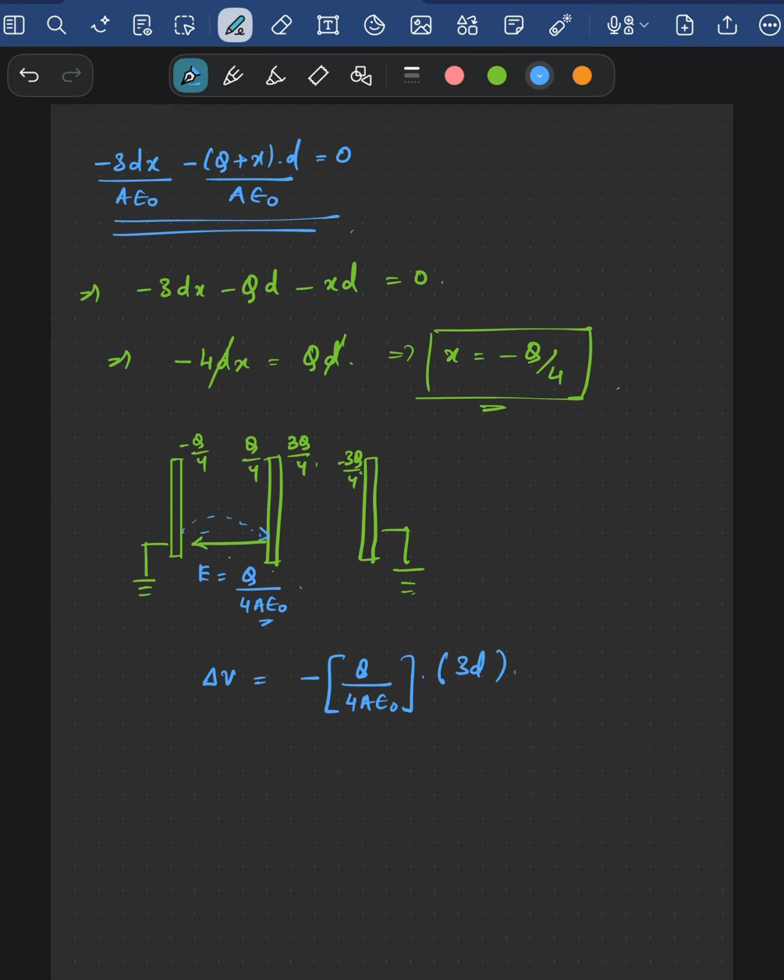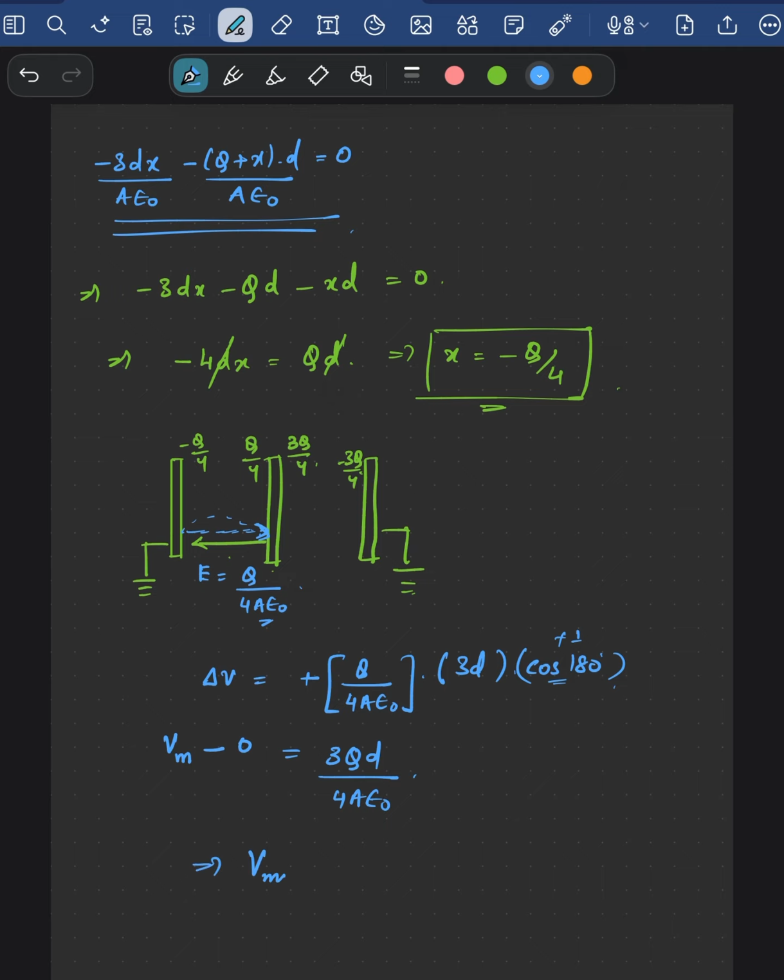If I'm going in the direction which I'm showing, I'm going against field, so that will be equal to cos 180. And this will now be equal to V final minus V initial, which is nothing but V of the middle plate minus V of the first plate, which is equal to 0. So from this, we get V of the middle plate, where cos 180 is minus 1. So this minus sign gets cancelled. We'll get this value to be equal to 3qd by 4A epsilon naught.